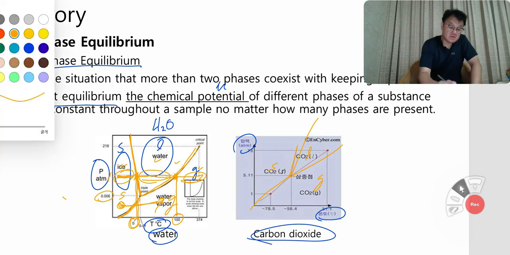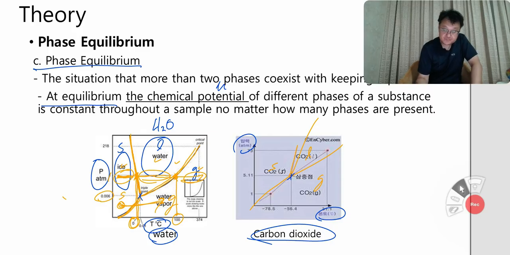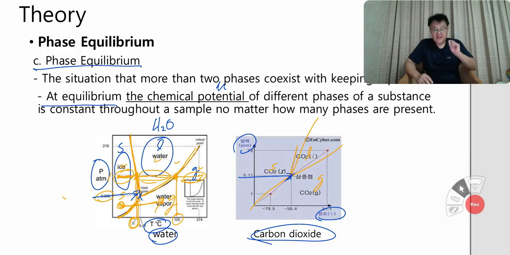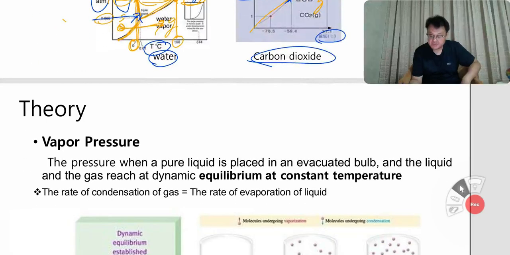Now, you have this point, which is called the triple point. On that triple point, three different phases of a substance, solid, liquid, and gas, all have the same chemical potential, okay? So all three phases are in equilibrium on that triple point.